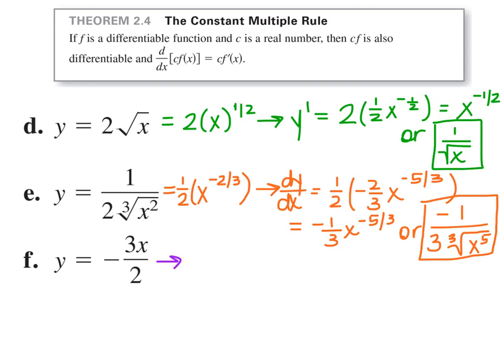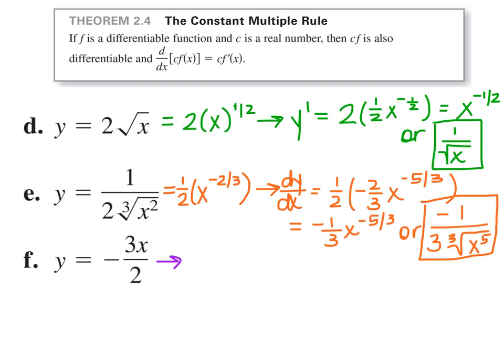And next we have y is equal to 1 over the cube root of x squared, which of course I'm going to rewrite as 1/2, so that 1 over 2, times x to the negative 2/3 power. So I'm going to take my dy over dx, leave the 1/2 on the outside, take the derivative of the x to the negative 2/3, and I'm left with this expression here, or negative 1 over 3 times the cube root of x to the 5th.